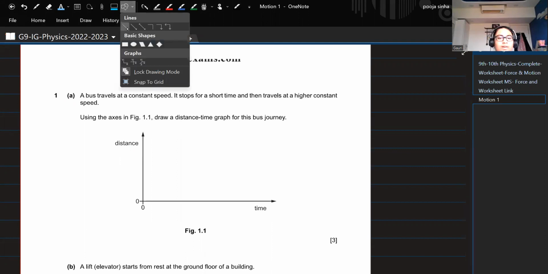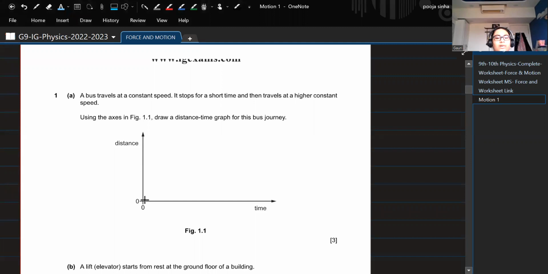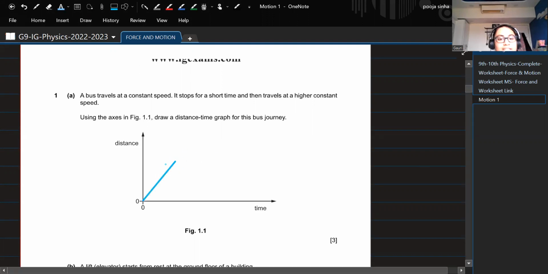So first we draw a straight line to show the constant speed. Okay. It's a distance time graph, so the straight line goes like this. This is a constant speed. Then we'll keep a horizontal line to show that the bus is at rest, like it's stopping for a short time. Perfect.